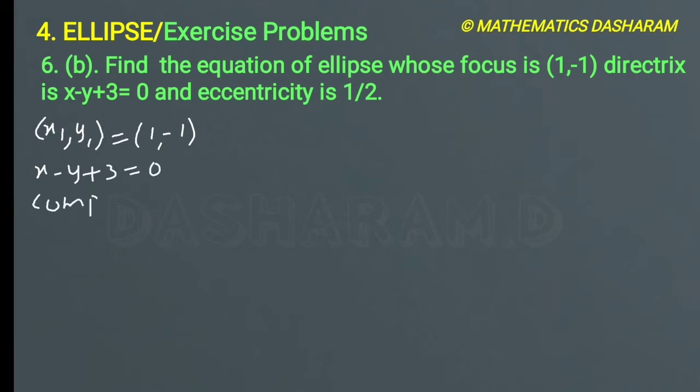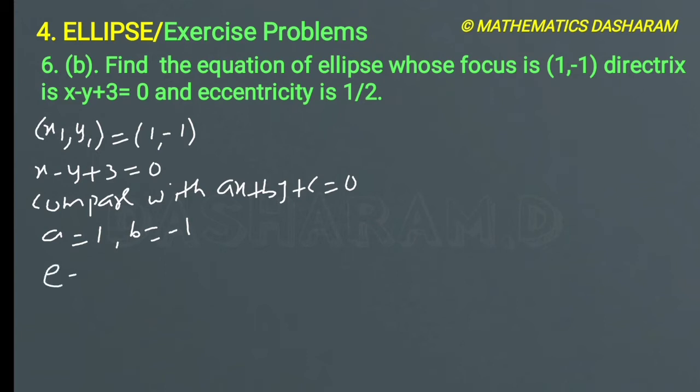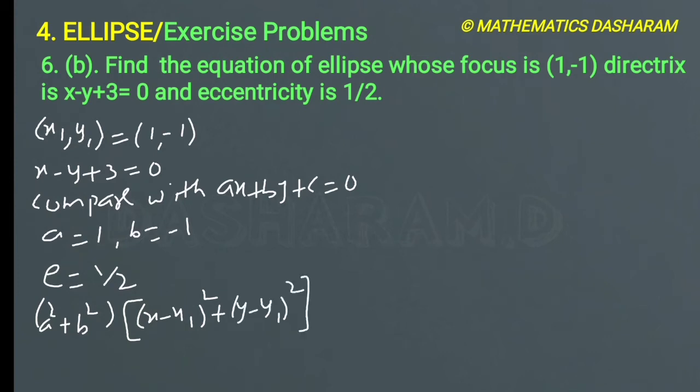So compare with the standard form. Here a value is 1, b value is -1. Next, eccentricity e equals 1/2. So here one focus, one directrix and eccentricity, three values are given. Then the formula to find the equation of the ellipse is (a² + b²)[(x - x1)² + (y - y1)²] = e²(ax + by + c)². Let's substitute the values in this.